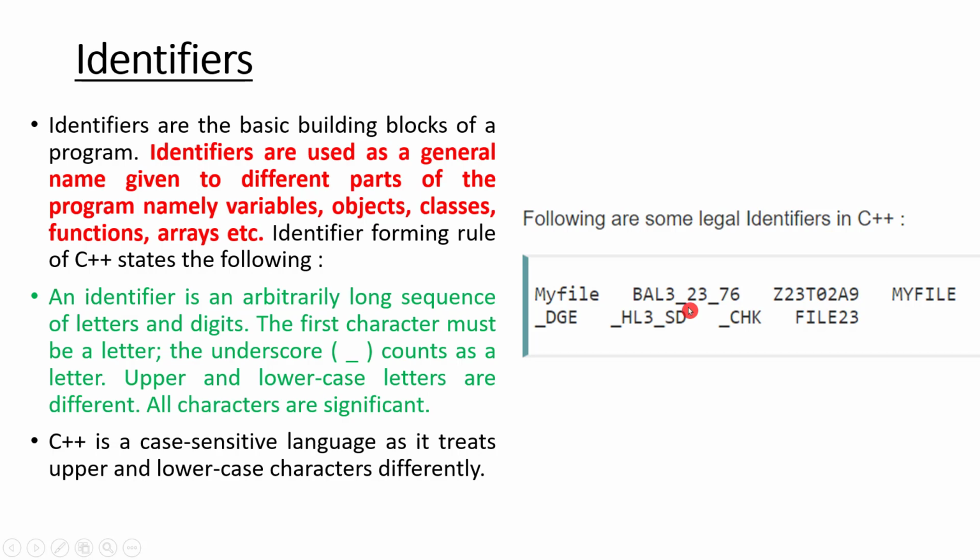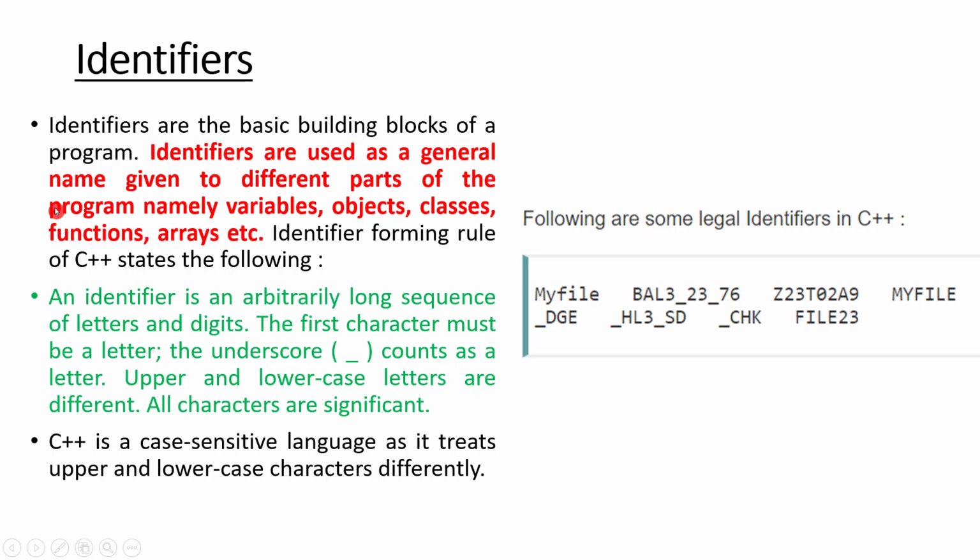Then there are identifiers. Identifiers are the words which we make from the available character set. One thing is that an identifier should not be listed in the keywords. All keywords come under identifiers, but all identifiers are not keywords, because keywords are already defined in the language. The identifiers are the basic building blocks of a program.